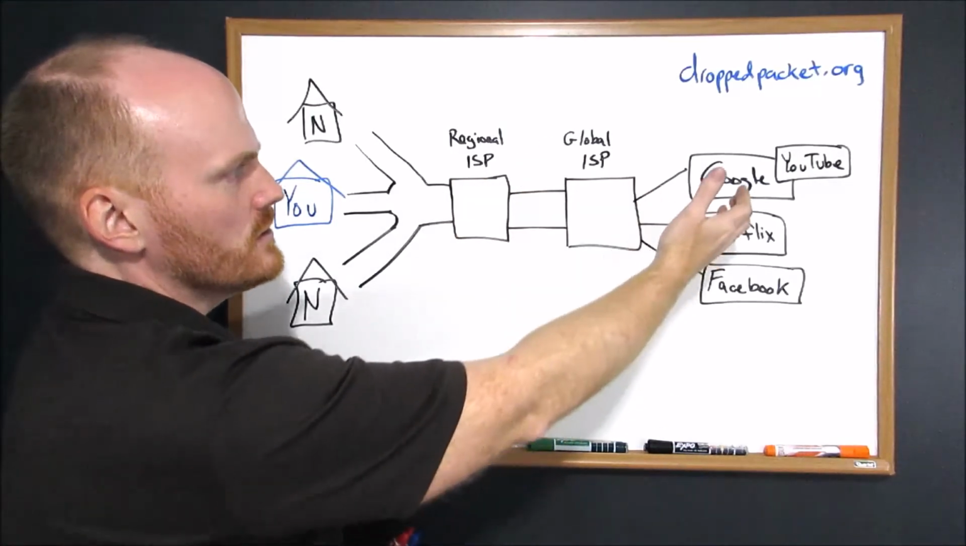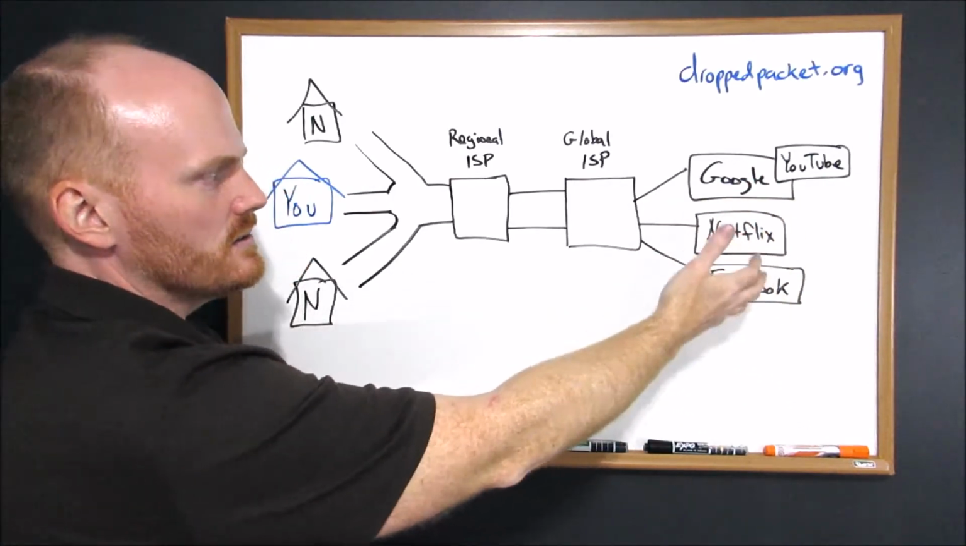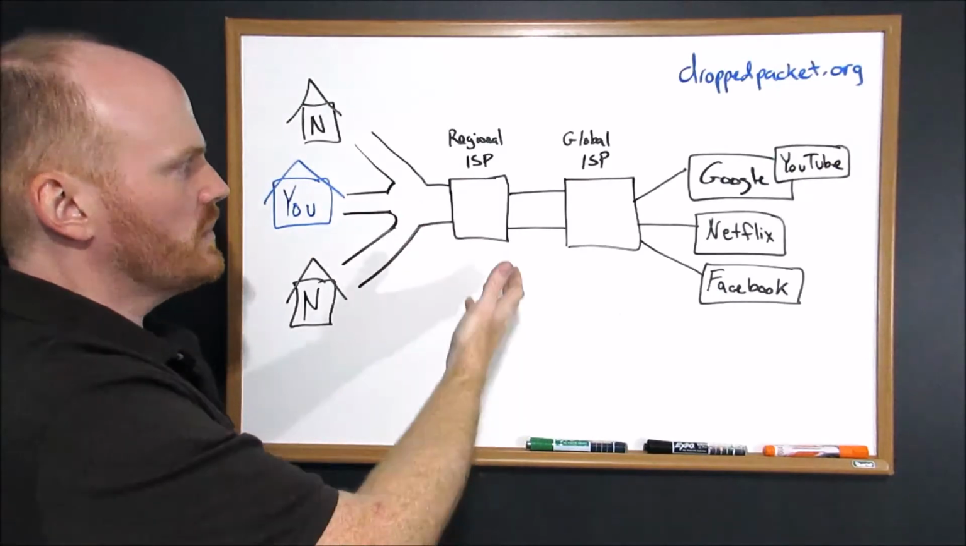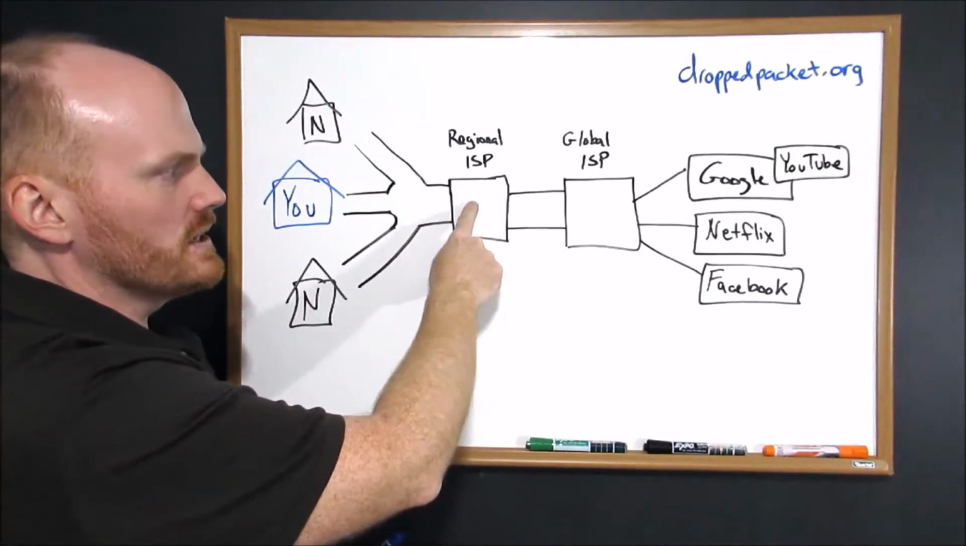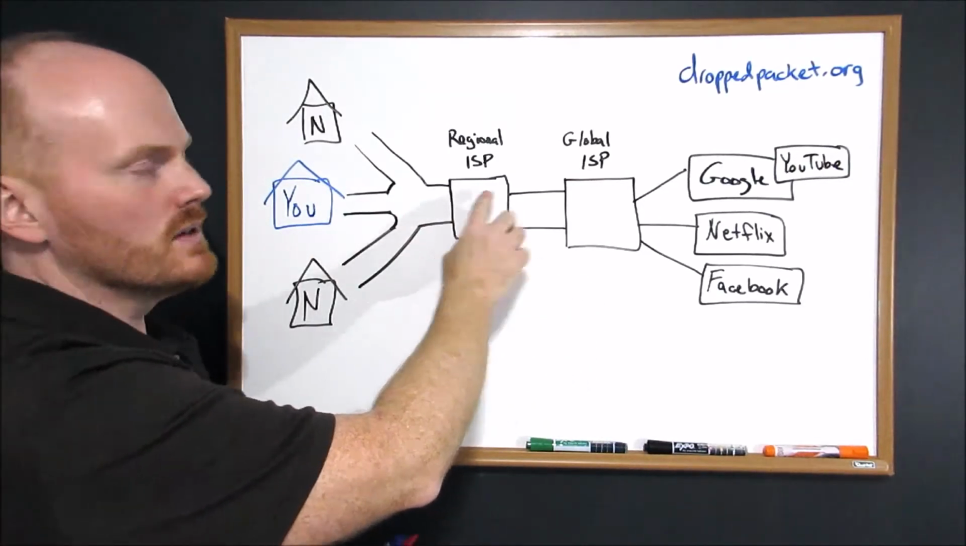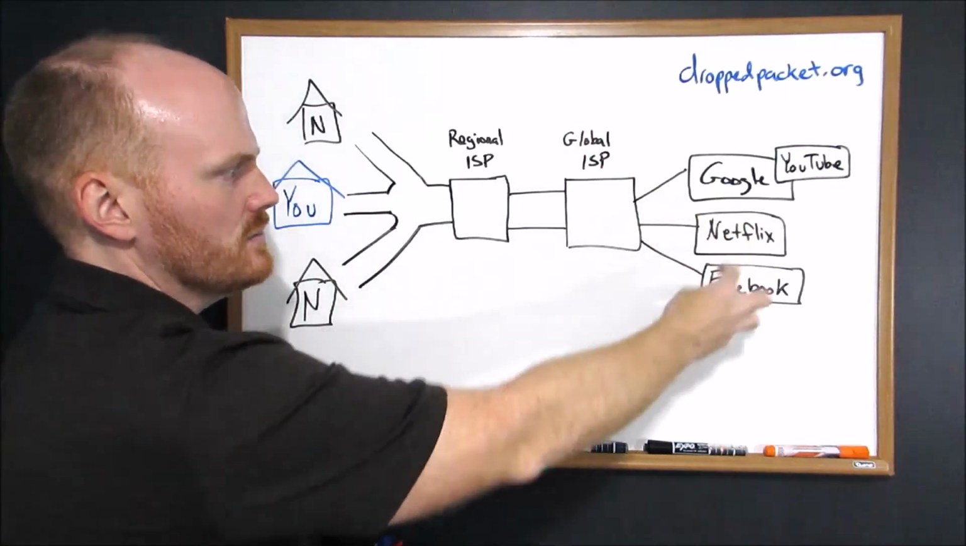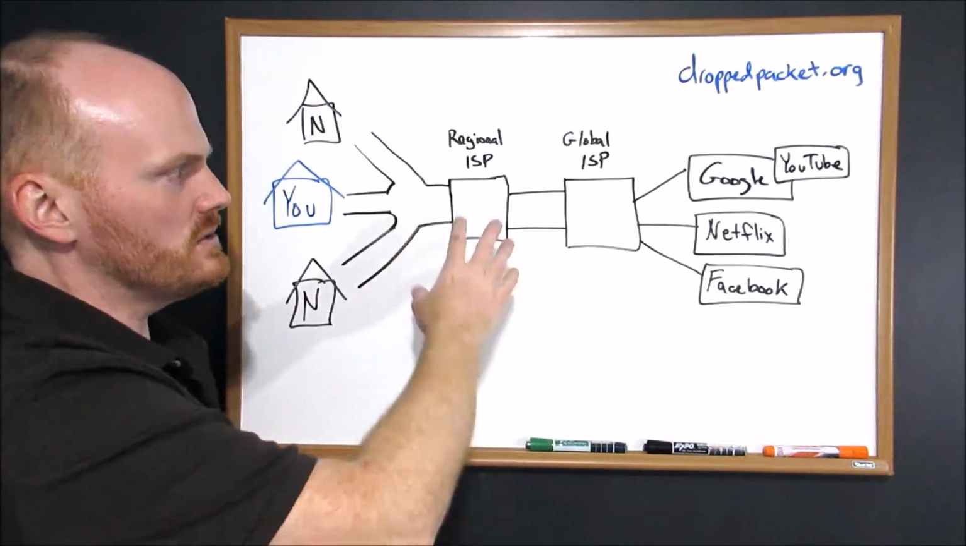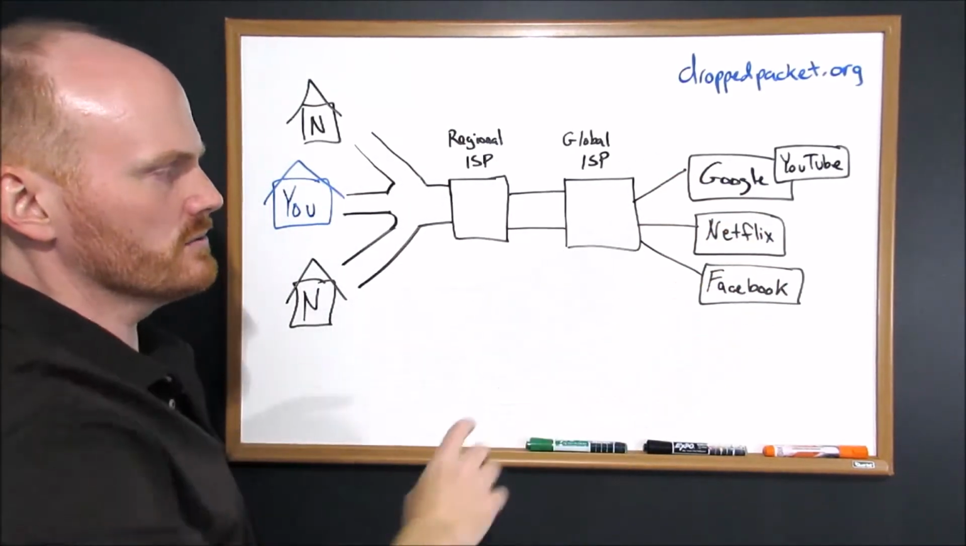And just a side note, a lot of these companies now are either buying or peering directly with these regional ISPs at a low cost to try to avoid some of this and make a better end user experience. But just to keep my example simple, we're going to assume that they all funnel through like this.